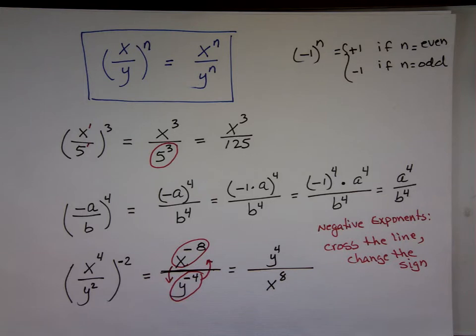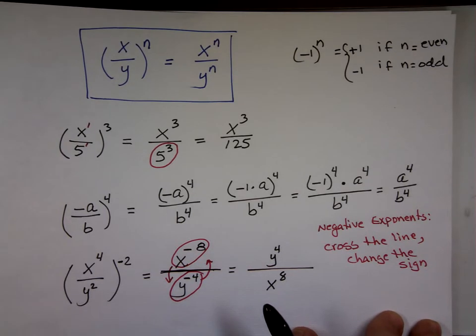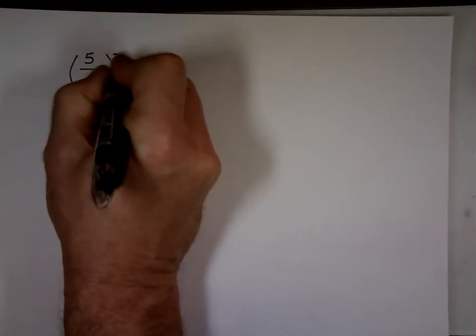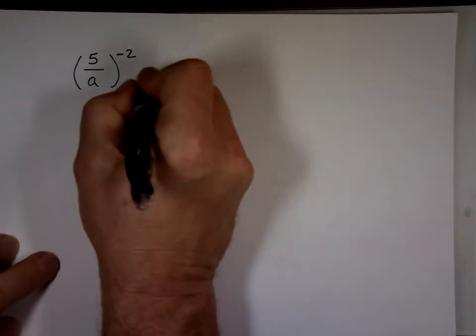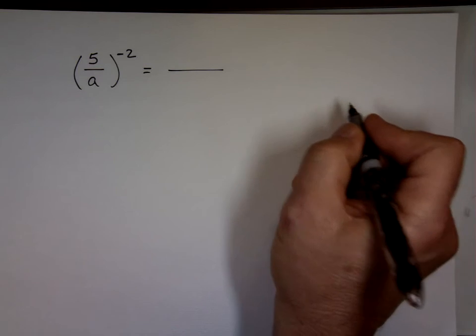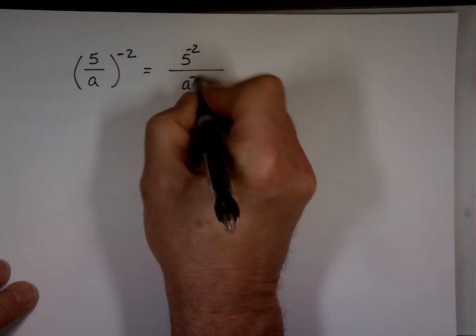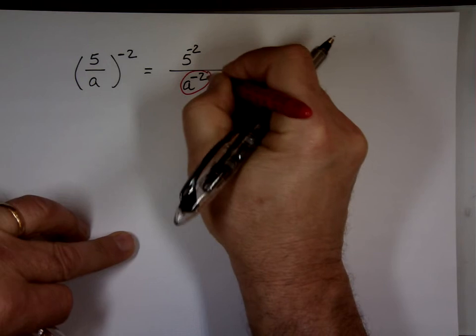Let's try a couple more. 5 over a to the negative 2. Is it 5 to the negative 2, or a to the negative 2? A to the negative 2. Again, negative exponent. Cross the line, change the sign.